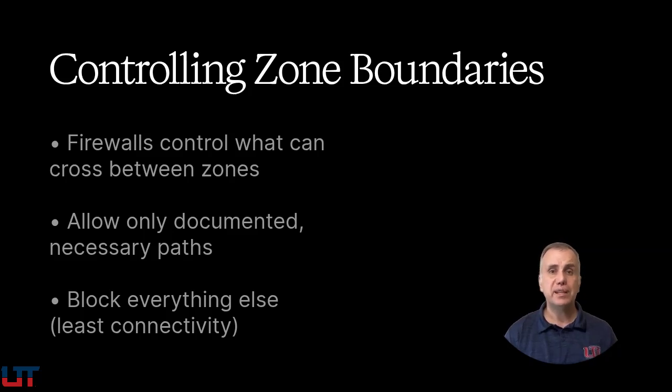We'll cover VLANs in the next video and firewalls in Module 5. The goal isn't to create a network so restricted that operations are impaired. The goal is a network where every permitted path across a zone boundary has a documented reason, and every traffic flow that doesn't have a reason is blocked. That's the principle of least connectivity, which we'll cover later in this module. Next, we'll talk about what a VLAN is and how it creates logical separation on the same physical hardware.